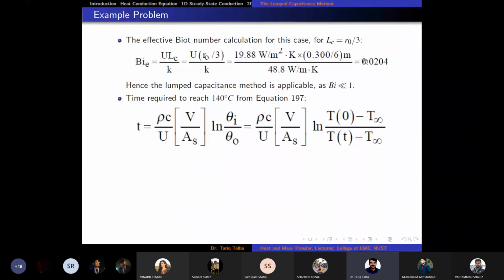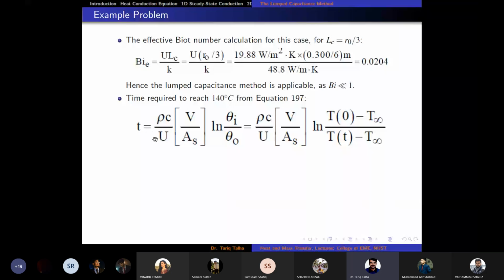So we can see that 0.0204 value comes out. So this is less than 0.1. So it means that the assumption of the lumped capacitance method would be good enough for this analysis. So then again we can use the same formula for the time here.